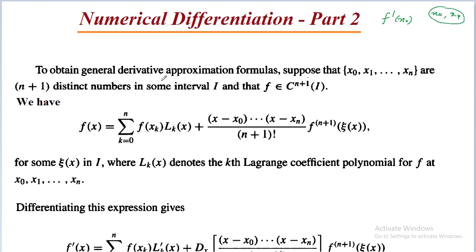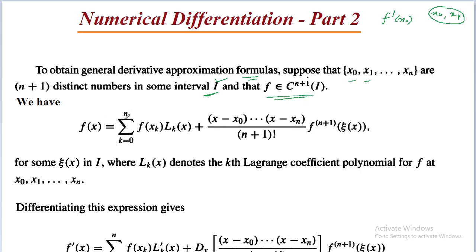Now, to obtain the general derivative approximation formulas, suppose we are given the n plus 1 points x0, x1, etc., xn in some interval I, and suppose that f belongs to C^(n+1)(I). That is, we are given n plus 1 distinct numbers in an interval I, and also we are given that f belongs to C^(n+1)(I).